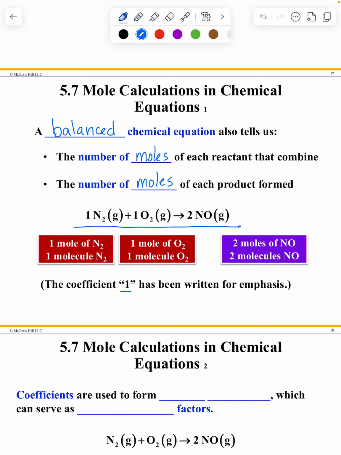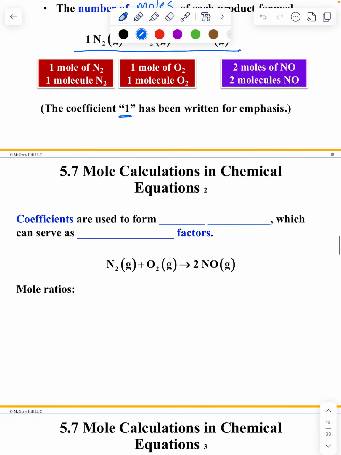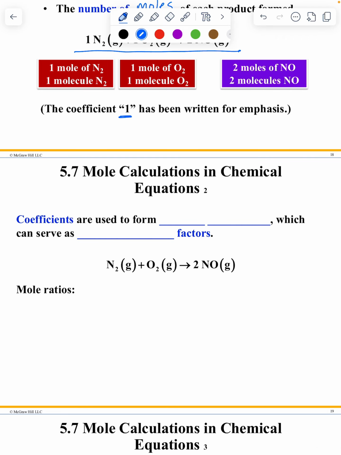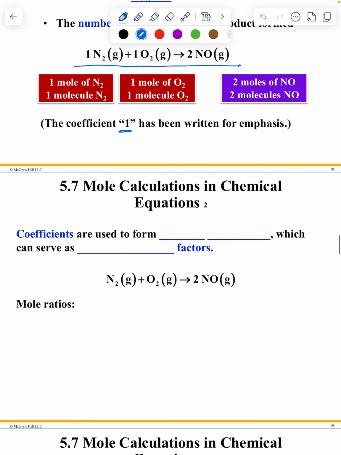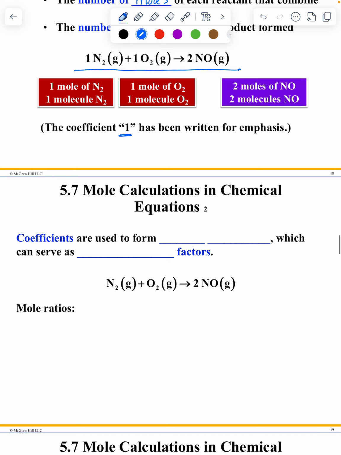And so we can use a balanced equation to make some more conversion factors. The coefficients in this balanced equation, remember those are the big numbers in front of each of the substances, are used to form what are called mole ratios, relating moles of one thing to moles of another. And we can use mole ratios as conversion factors.